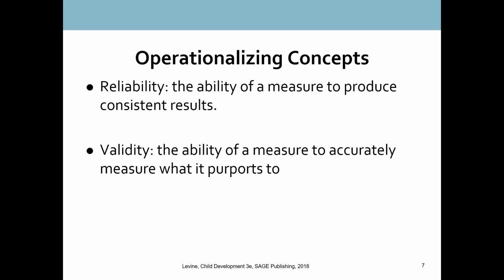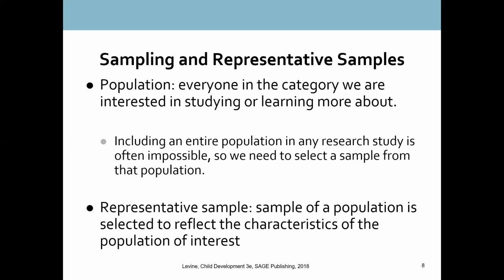Okay, finally, in this first video, sampling and representative samples. The population is everyone in the category we're interested in studying or learning more about. So when I talked about five-year-old girls and boys and their aggression levels, my population was five-year-old children, and specifically, five-year-old boys and girls within the United States. I wouldn't think my results would necessarily transfer to other countries, particularly from an individualistic society, let's say, to a collectivist society.